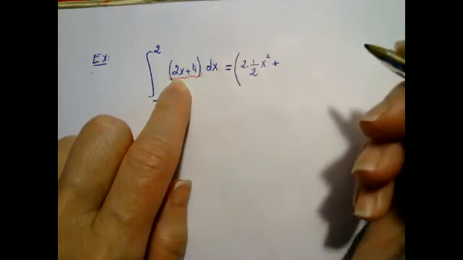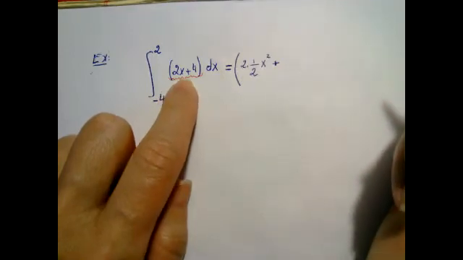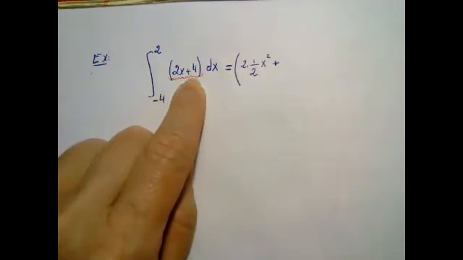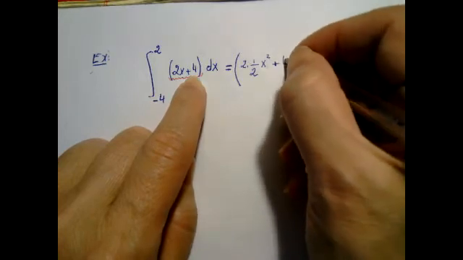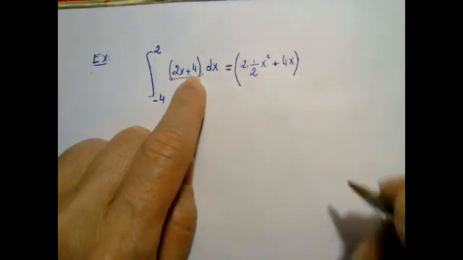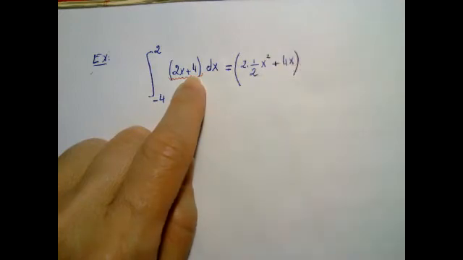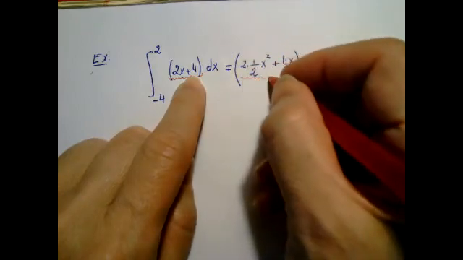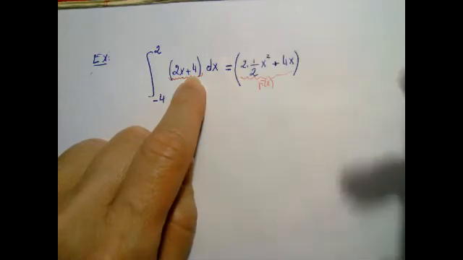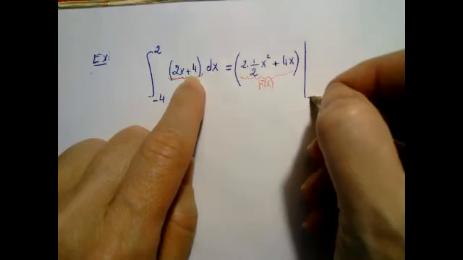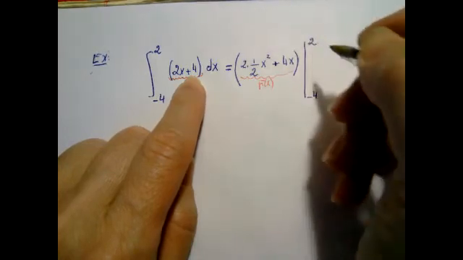So now I'm in the process of evaluating the antiderivative. Plus, what's the antiderivative of 4? Start remembering. I want answers on the chat, because we've done this. So antiderivative of 4 is 4x. So this is my antiderivative, that's my F. And this has to be evaluated between -4 and 2.